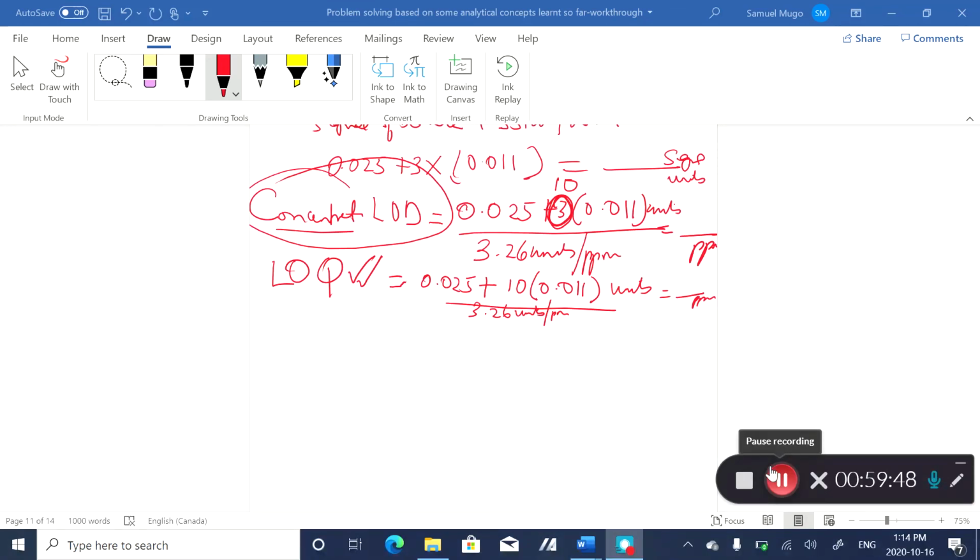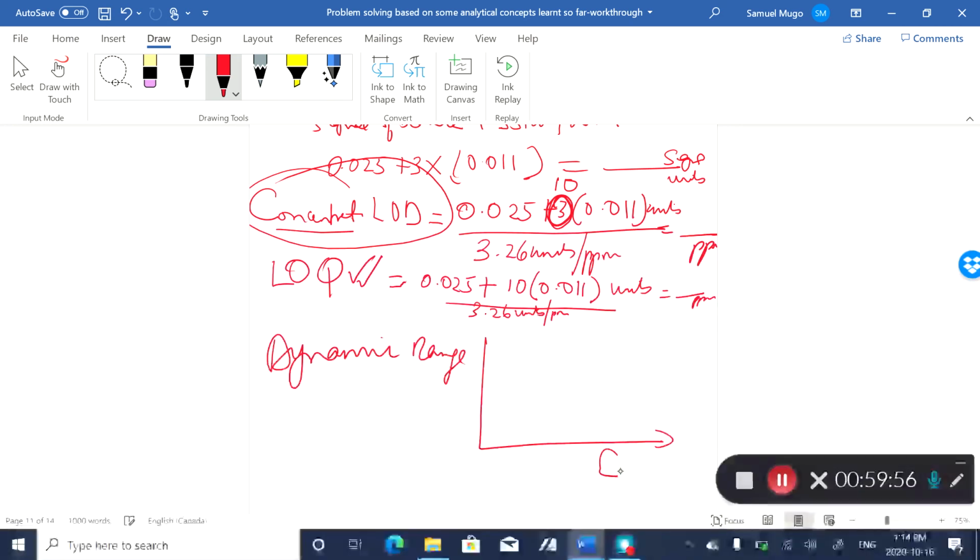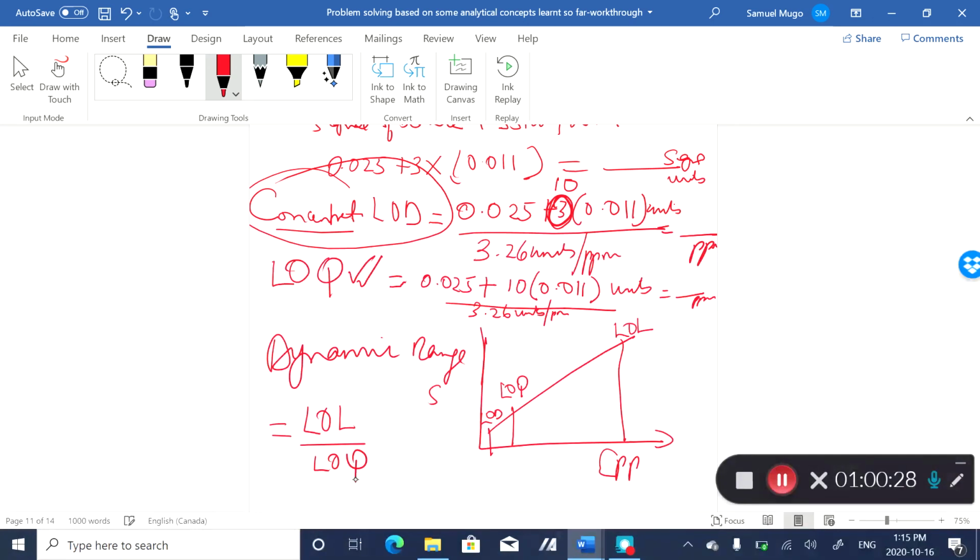So dynamic range refers to this. In your calibration, you've got the concentration, maybe ppm, and up here you've got the signal, you've got your calibration. Right here, you've got the limit of linearity, and right here, you've got the limit of quantification. Right there, you've got the limit of detection. So dynamic range refers to the limit of linearity divided by the limit of quantification.